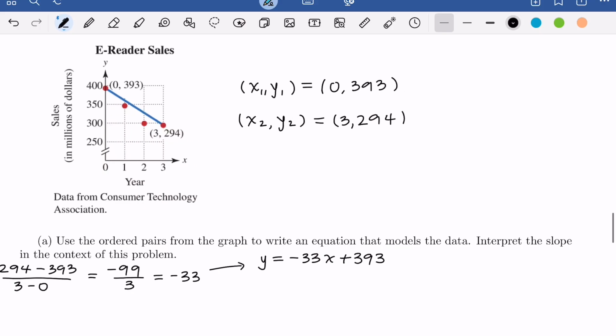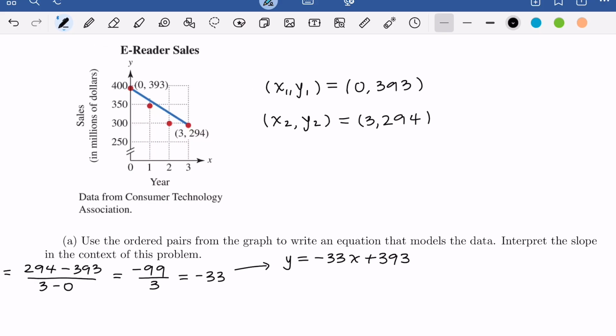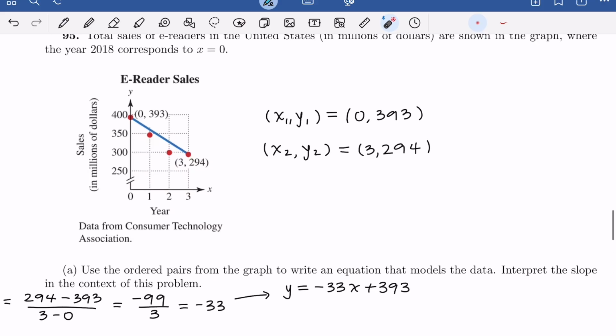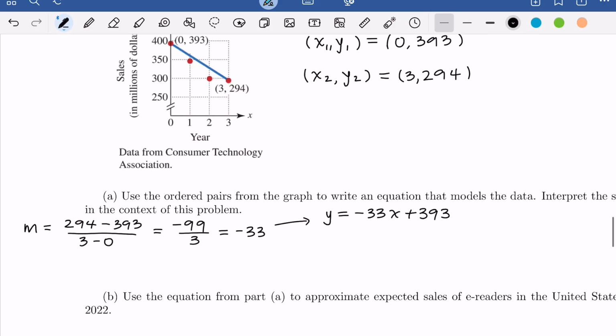All right, now we also want to interpret the slope in the context of this problem. Now remember, in these real world problems, our slope is going to represent the rate of change. So what's happening then is that this is the rate of change of e-reader sales in the United States from year 2018 to 2021. Okay, so that's what we'll write here.